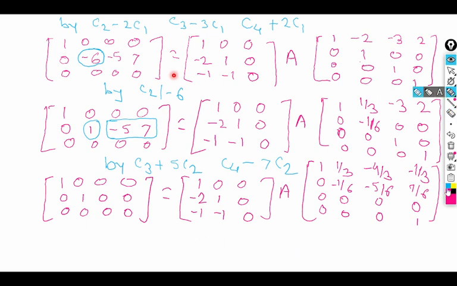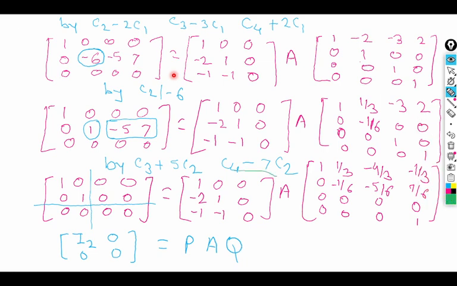So you will observe mainly the left hand side is in normal form. If you make this partition, we get I2 0 0 0 equal to PAQ. What is P? P is this matrix. This is the matrix P. This is the matrix Q. Now this P and Q are not unique. Remember, if you change some transformation, your elements will be different in matrices P and Q.